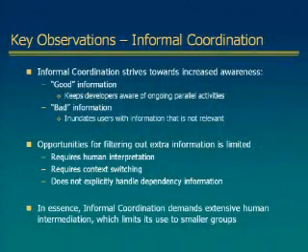The key observation that we can make is that informal coordination strives towards increased awareness, and there is both good information and bad information. Good information is, yes, we know what's happening around the project, but this information quickly becomes overwhelming, and we actually sometimes even stop looking at that information, which is bad. The current opportunities for filtering out extra information are limited. It requires the human being to understand what the information is, if it is relevant, if it is useful, and to have the time to look at it.